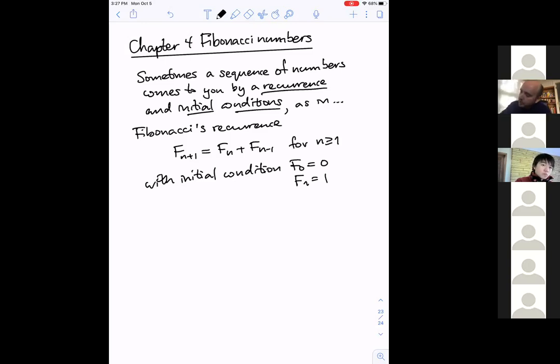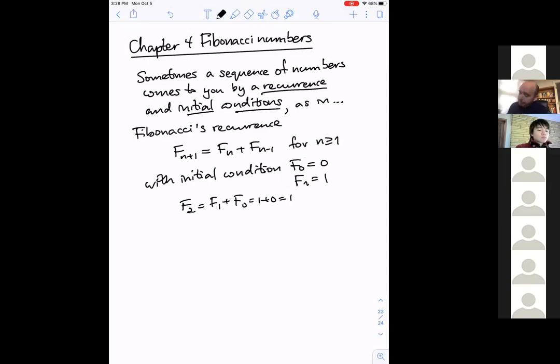And we do need two initial values, F0 and F1, because the recurrence already starts out asking for two values, n and n-1. So the first time you can use this recurrence is when n equals 1 to get F sub 2, which is F sub 1 plus F sub 0, which is 1 plus 0, which is 1.